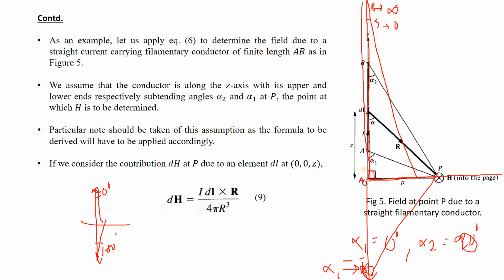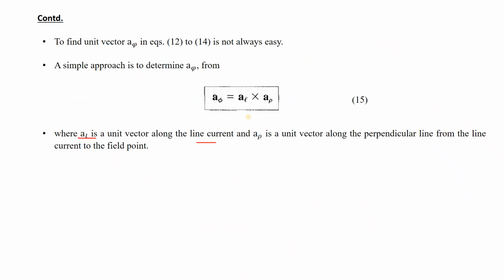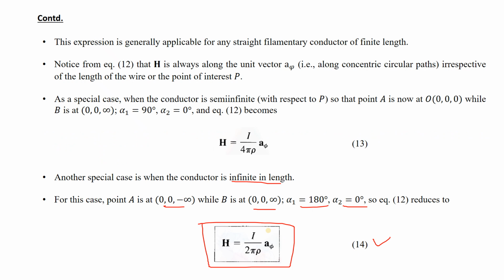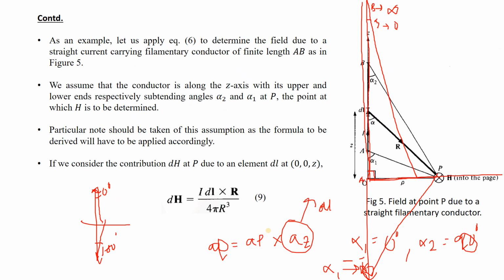Okay, that means this is the perpendicular line and this is the length. Same thing, because we know phi is represented as rho cross z. Since this is in the direction of the length, we will represent that with unit vector L. You can also represent it with respect to z, but this is not important.